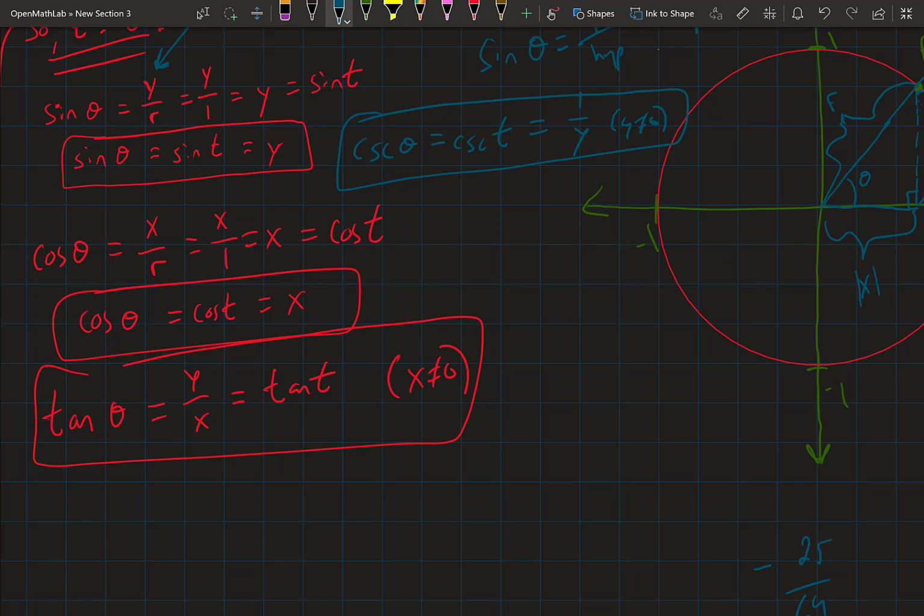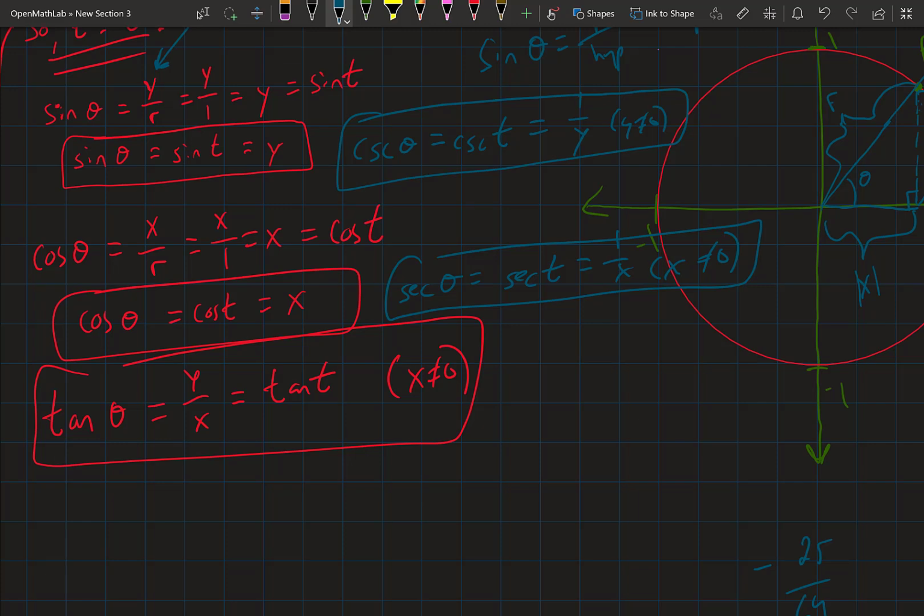And then here, remember, the reciprocal function of cosine is secant. So this would be secant theta equals secant t, which would be equal to 1 over x, the reciprocal. Also note that x cannot equal 0 here. Same rationale as before. We have x in the denominator, so we can't let that be equal to 0.